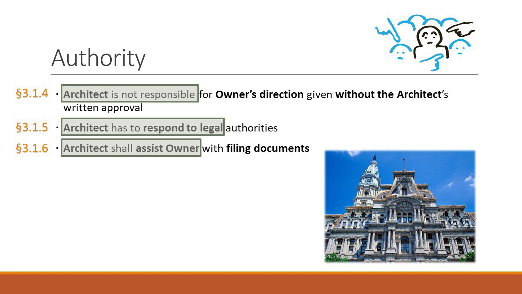3.14. The architect shall not be responsible for owner's directive or substitution or for the owner's acceptance of non-conforming work made or given without the architect's written approval. So what does that mean?